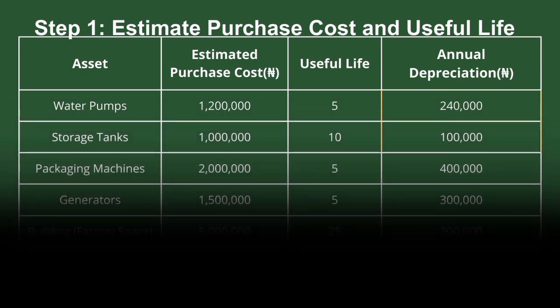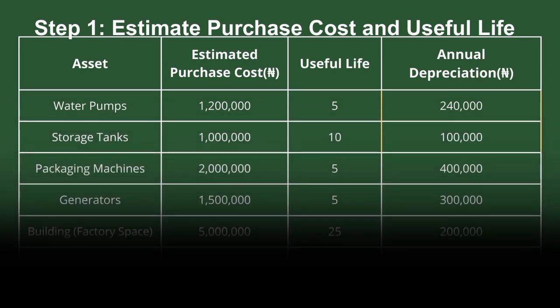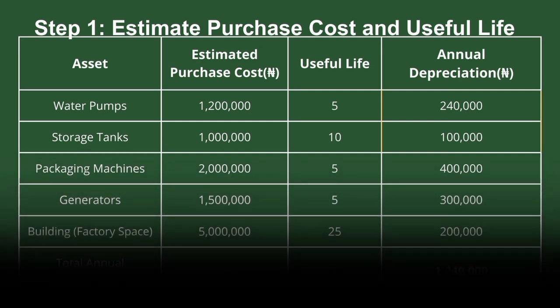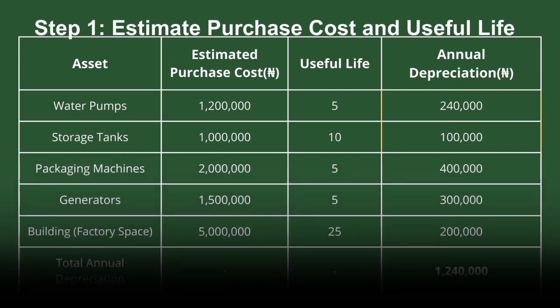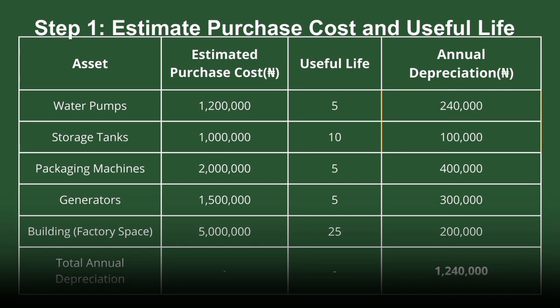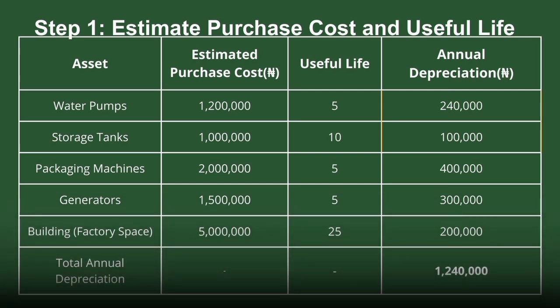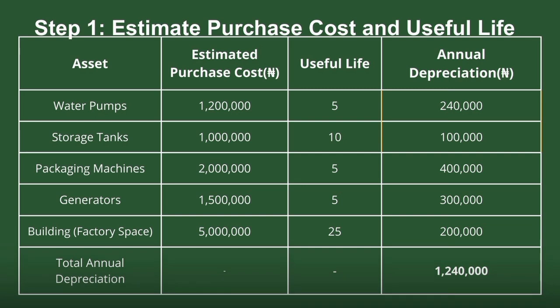How did we arrive at the 8 million naira fixed cost that was used in the previous video? Well, first, step one, we're going to estimate the purchase cost of all the various assets. We're going to estimate it and their useful life. And so we're going to create a table that will have 4 columns.